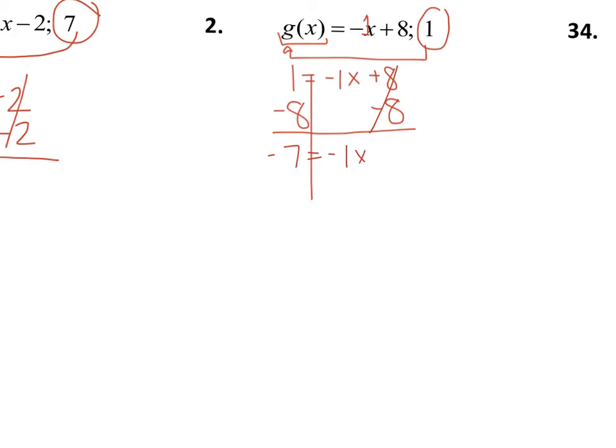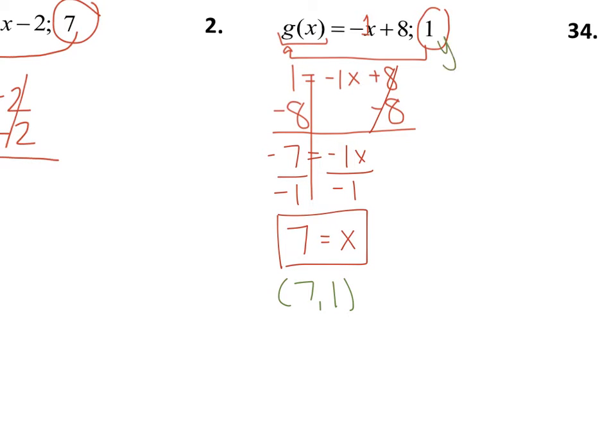And again, if you just left that as negative 1, that's fine. But do be aware that x is not by itself yet. You do need to divide both sides by negative 1. So a negative 7 divided by a negative 1 is 7, so x equals 7. And if you wanted to write ordered pairs for this, it would be (7, 1). So this 1 is really like your y value, if you will.